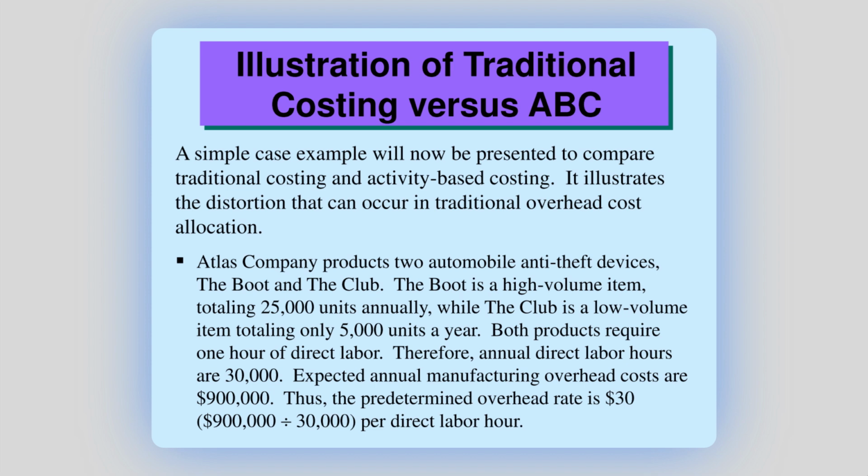Expected annual manufacturing cost. Class, please take note of your total. What is the total? 900,000. Okay. What is your cost driver? It says 30,000. Okay? So, the predetermined overhead rate is how much? 900,000 divided by 30,000. So, how much is our predetermined overhead rate using traditional costing? The answer here is 30. Okay? So, the answer here is 30. Alright.